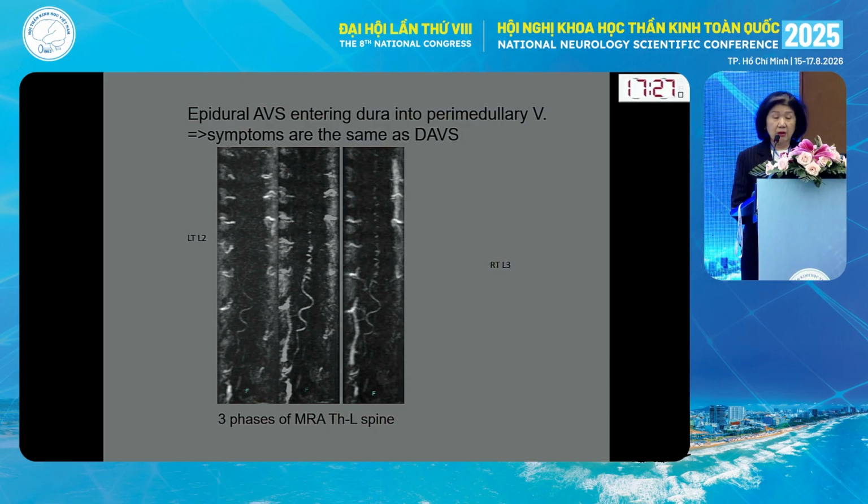And now you see that there are early arterialized veins. That means the direction goes from down to up, which means the shunt must be located downstream there. So this is 3 phases. You can make it 2 or 4 or 5 phases, depending on your MRI machine.